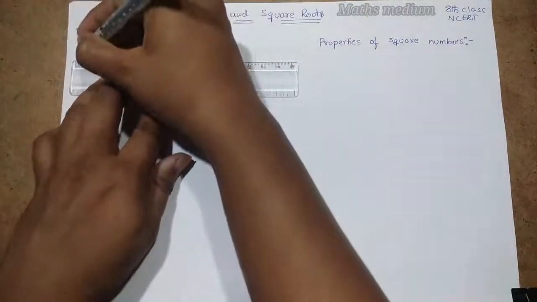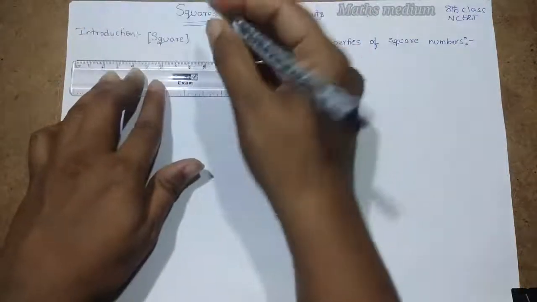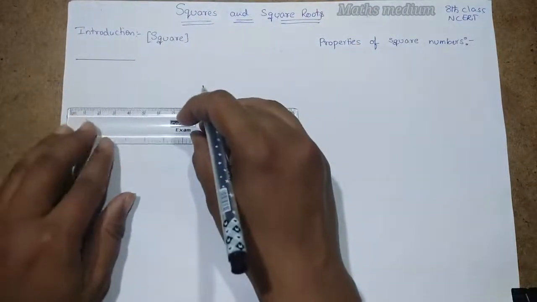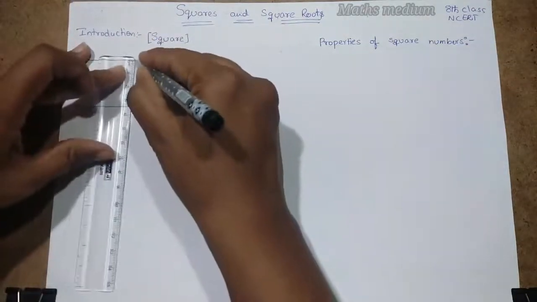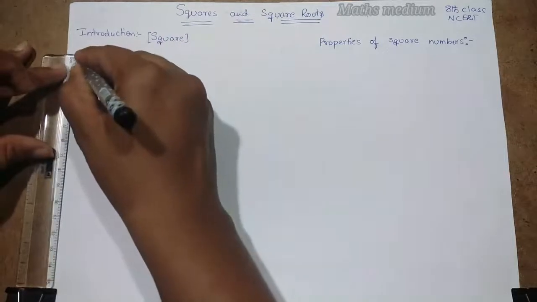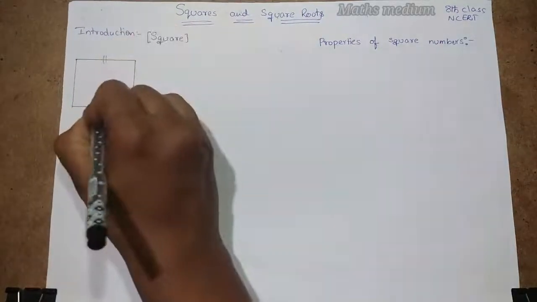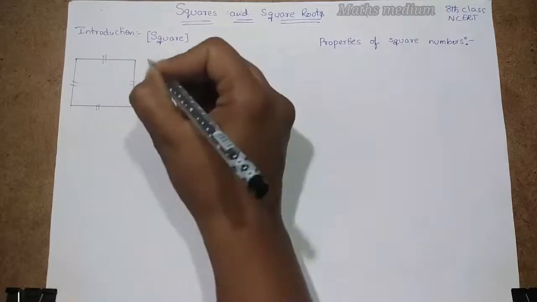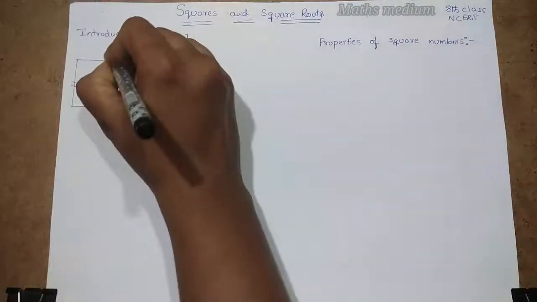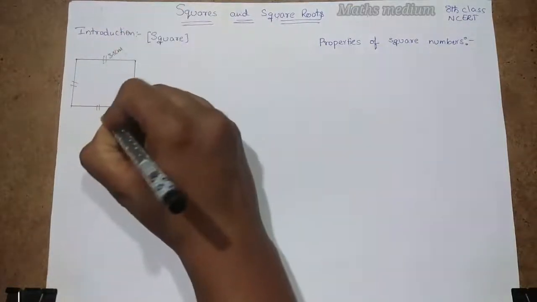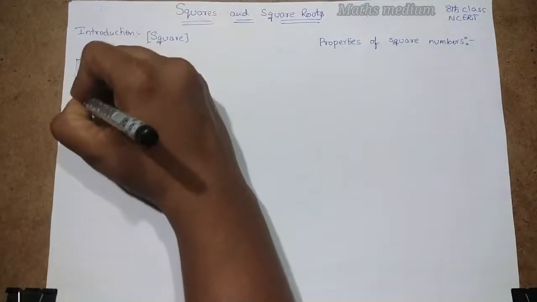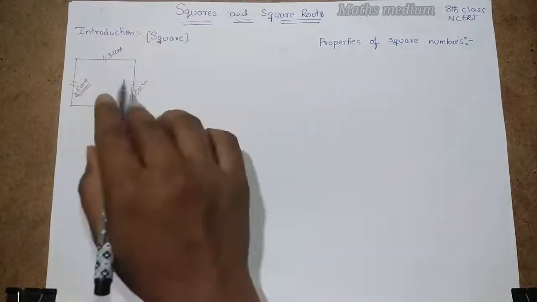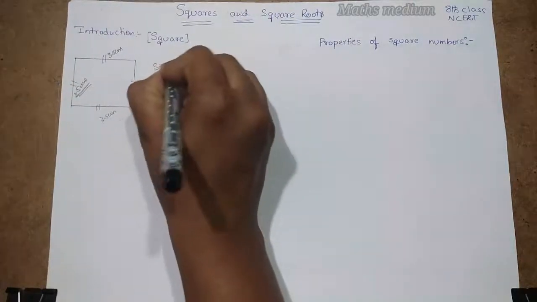A square is nothing but a shape that has four sides with equal length and equal breadth. It means all sides are equal in length. So if you see this, it is near to a square. How much is the length of the four sides? If you take 3.5 centimeters here, 3.5 centimeters here, 3.5 centimeters here, and 3.5 centimeters here, that is the side of the square.